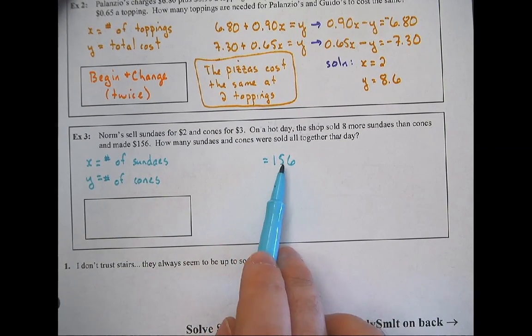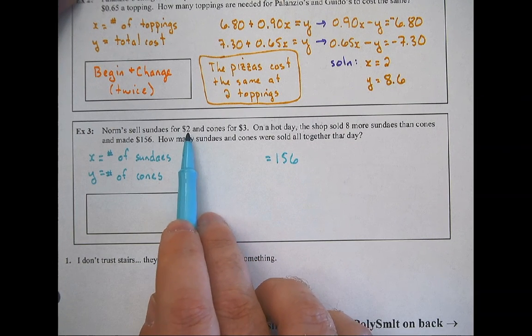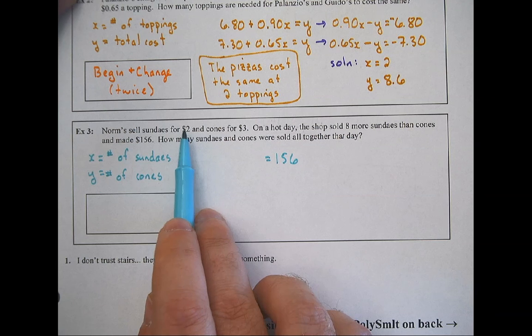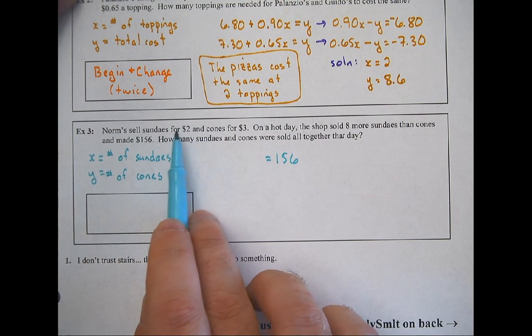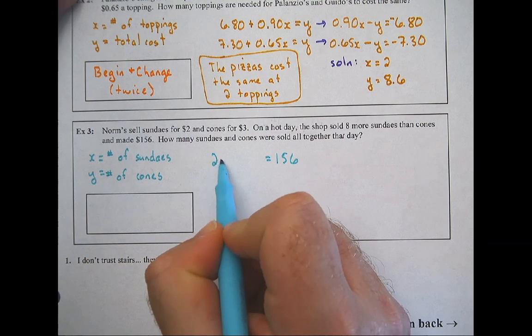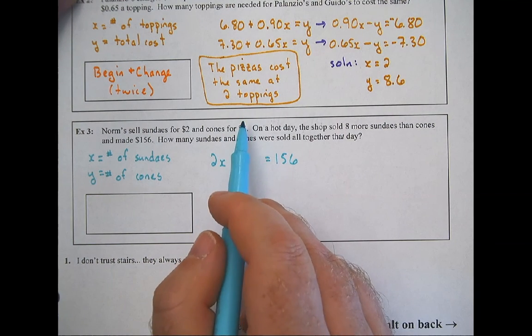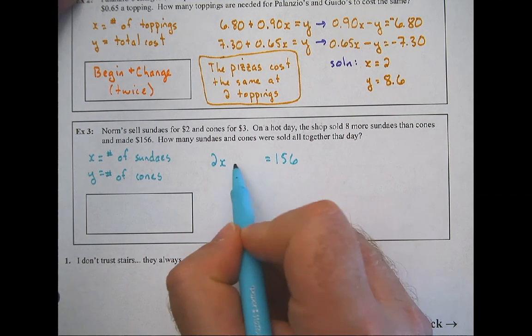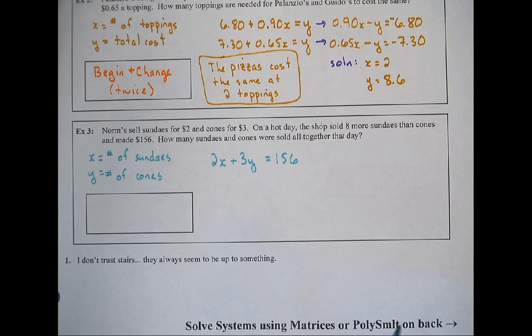So if you made a total of $156, what made up that total? Well, they made money on sundaes. How many sundaes did they sell? Well, we don't know exactly, but we can call it X. If they charged $2 for every sundae, they made 2 times X dollars on sundaes. Cones cost $3. They sold Y cones, so 3Y represents the money they made on cones. This is a total with a related.